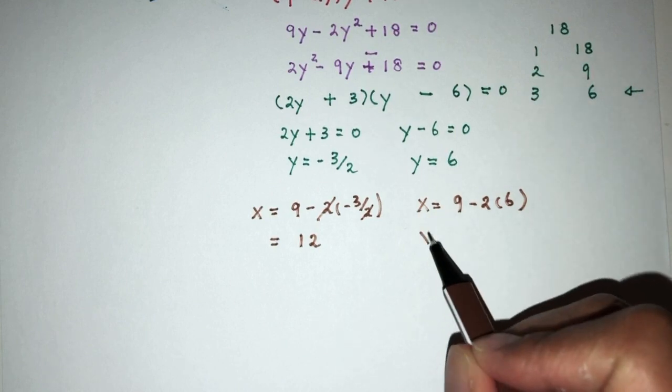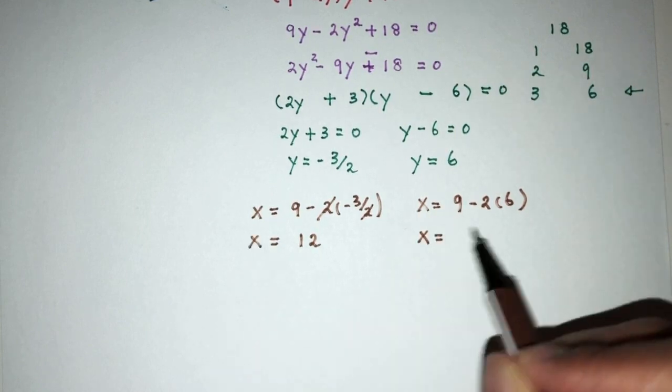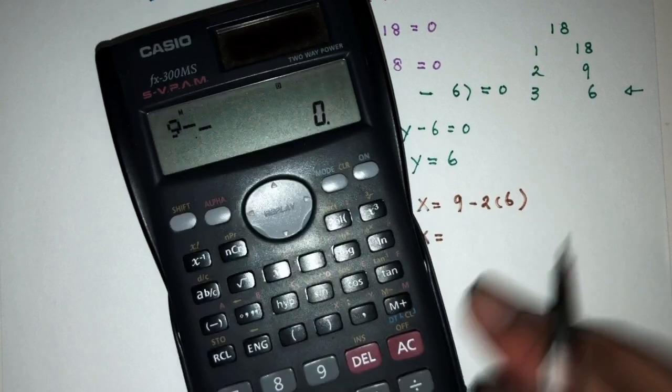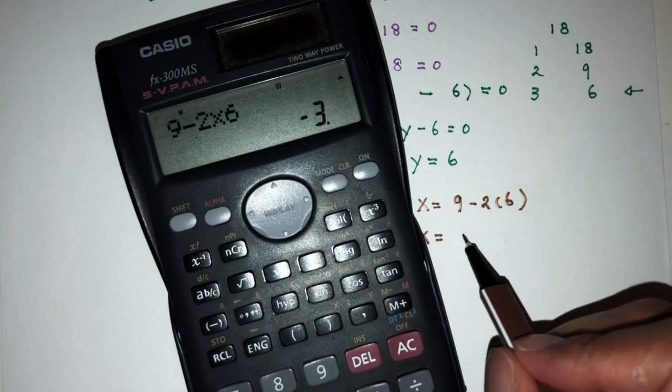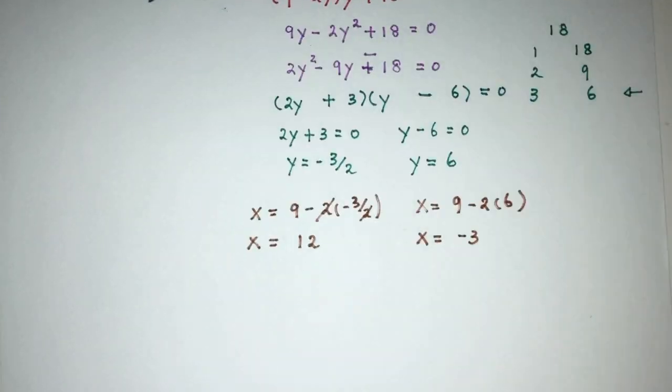And here we have x is equal to, this is x obviously, and that will be 9 minus 2 times 6, that will be minus 3. Again, I always recommend using the calculator because it is a way of confirming your answer very easily. Instead of using your mind, sometimes you can make some silly mistakes. So always double check using your calculator.